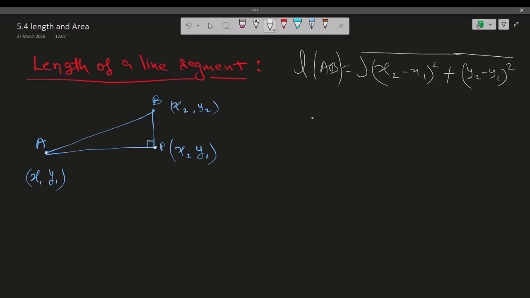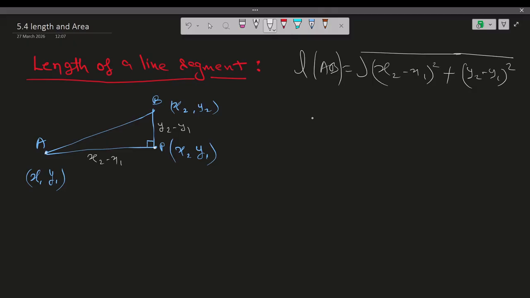Now, can you get me the difference AP? The difference AP is x2 minus x1. That's it. And what about the length BP? Since the x coordinate is the same, it is just the change of y coordinate, so it will be y2 minus y1. Okay. And now triangle APB is a right angled triangle.